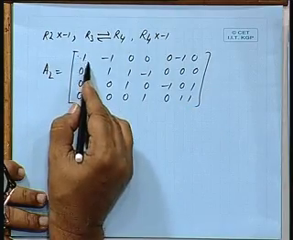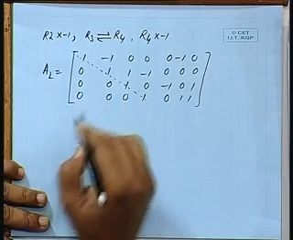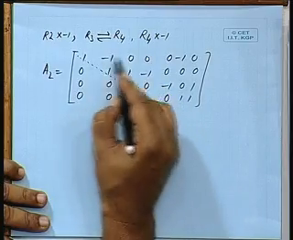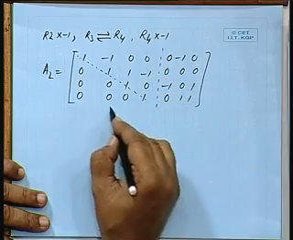My interest was to generate first of all unity elements here and then zeros to the left, and then here it can be plus 1 or minus 1 or zeros. This is my partitioned part.